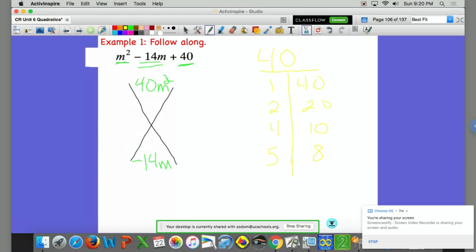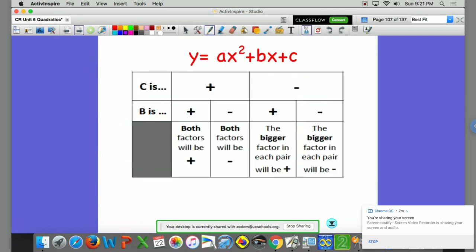So we have to see which one of these will add to give us negative 14, because we all know that they're all going to multiply to give us 40. So this is the tricky part, and I'm actually going to go to the next slide for this: figuring out the positives and the negatives. So if our C is positive and our B is positive, that means both factors have to be positive. But if our C is positive and our B is negative, that means that both factors have to be negative.